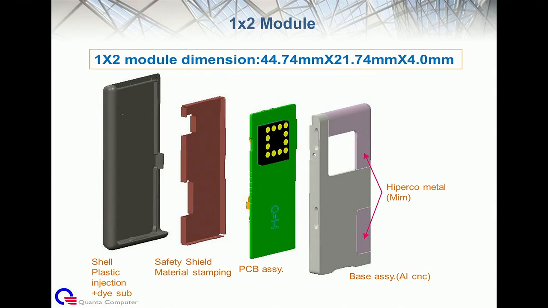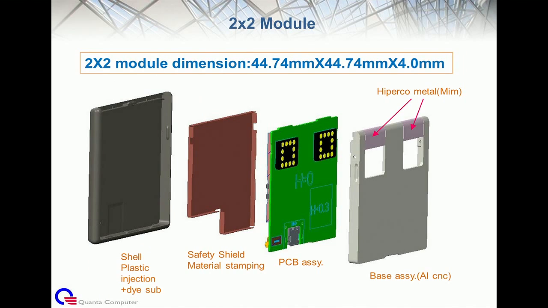This is the 1x2 module. So the dimension is 44.74 by 21.74 by 4. And this is 2x2, the biggest one. So the dimension is 44.74 square by 4 millimeter.